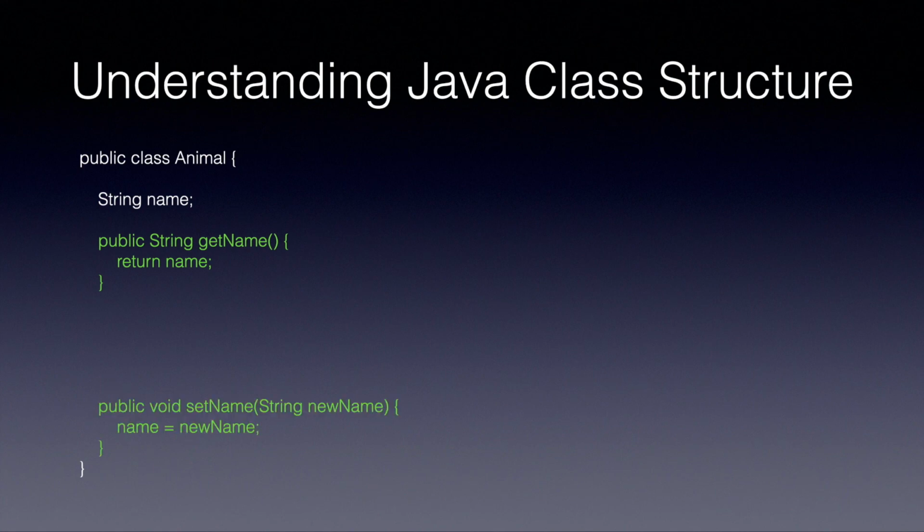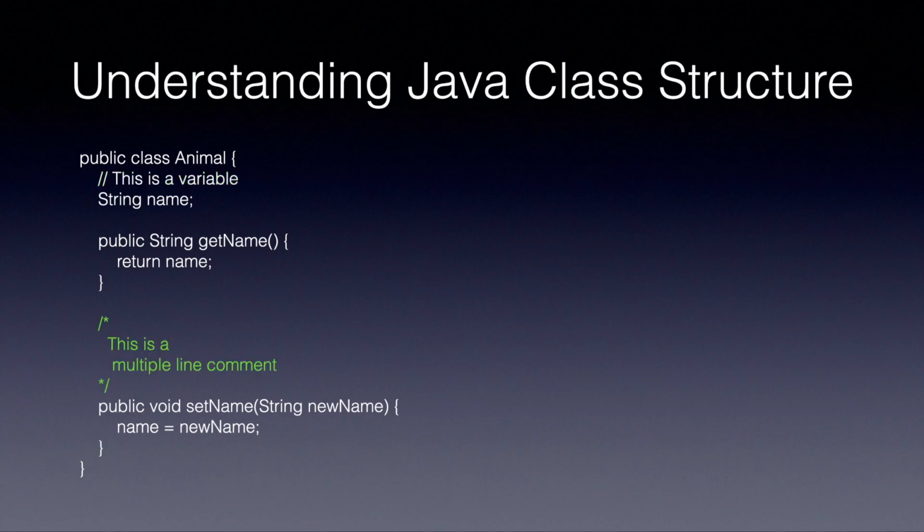Let's also define a set name where we can pass in the name of the animal, and then that variable will be assigned to the new value. While we are at it, let's also see how we do the comments in Java. So Java can do single line comments and multi-line comments. A single line comment would start with the double slash, and then it can follow with any string or comments that you want to write.